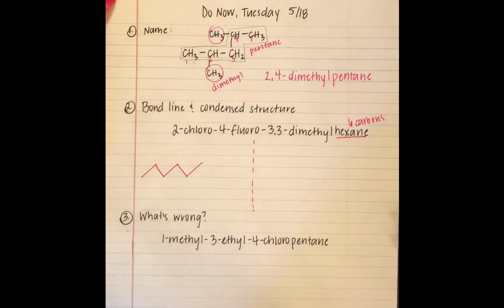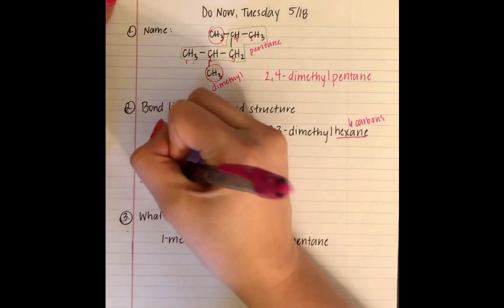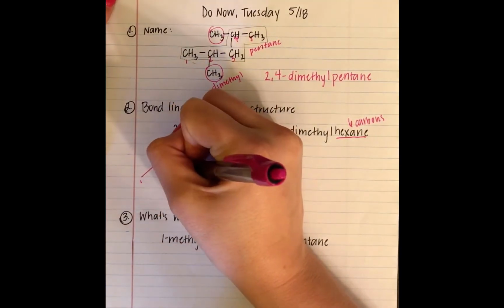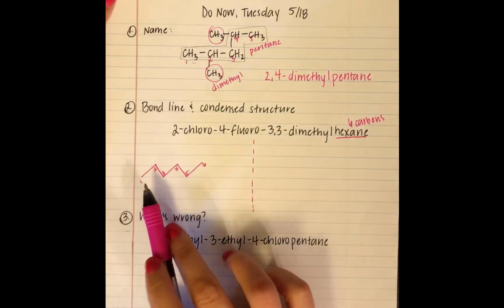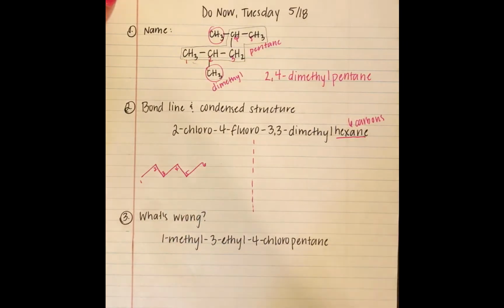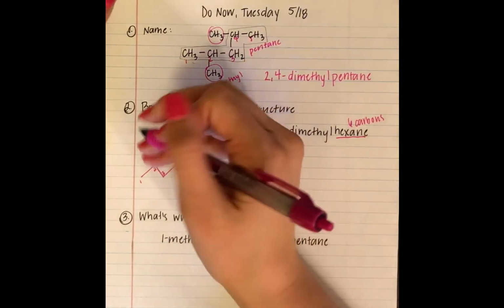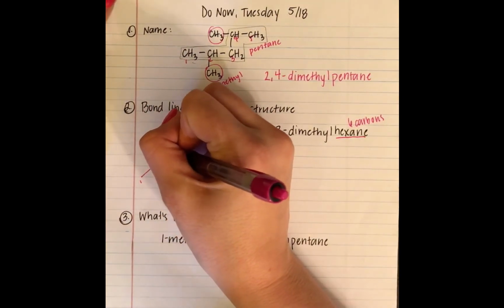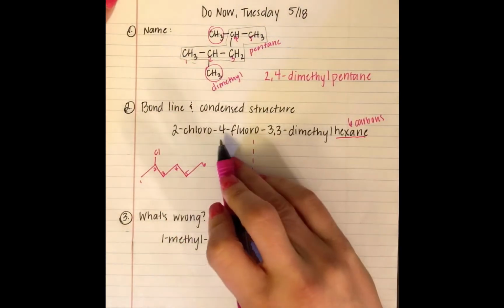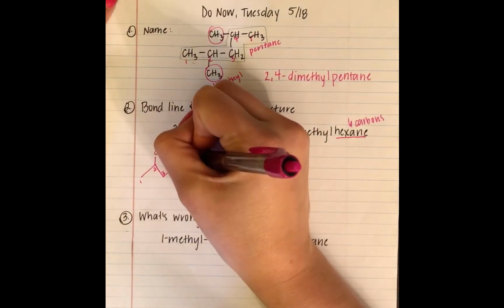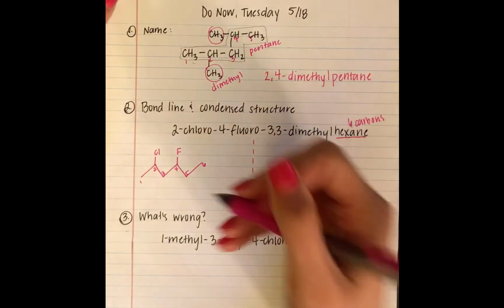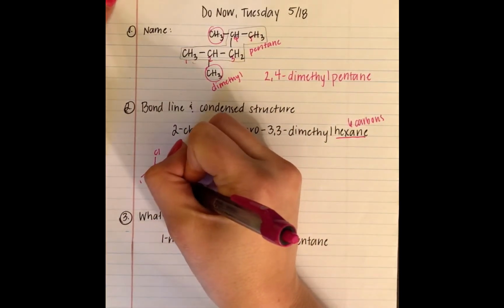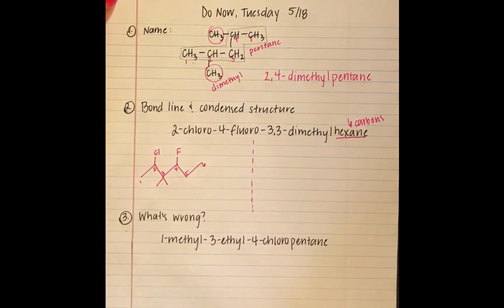And then I'm going to go ahead and number my carbons just to be safe. Make sure I had the right number. 1, 2, 3, 4, 5, 6. Again, it doesn't matter whether you start left to right or right to left, as long as you're putting the substituents on the correct carbons. So 2-chloro, so off of the second carbon, that means there's a Cl group. 4-fluoro, so off of the 4th carbon, we're going to have a fluorine. 3,3-dimethyl, so off of the 3rd carbon, we actually have 2 methyl groups.